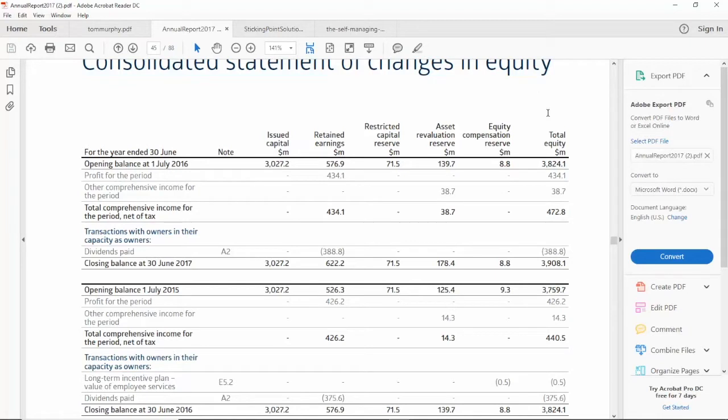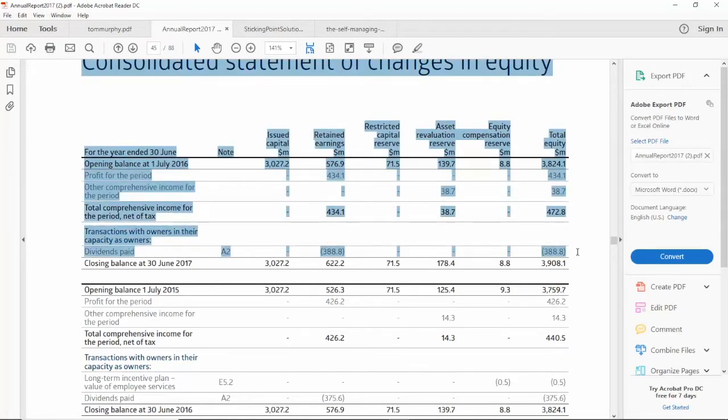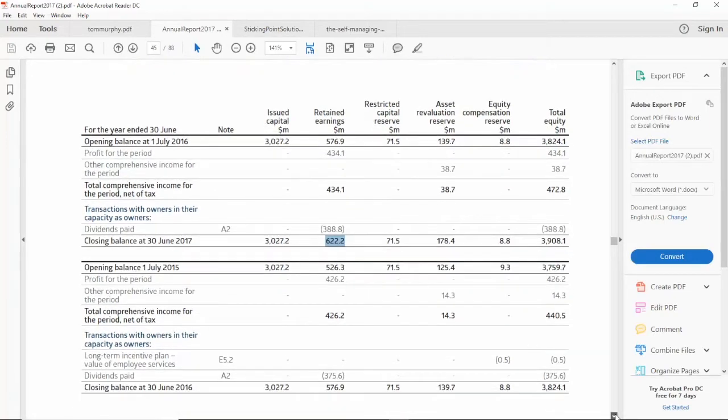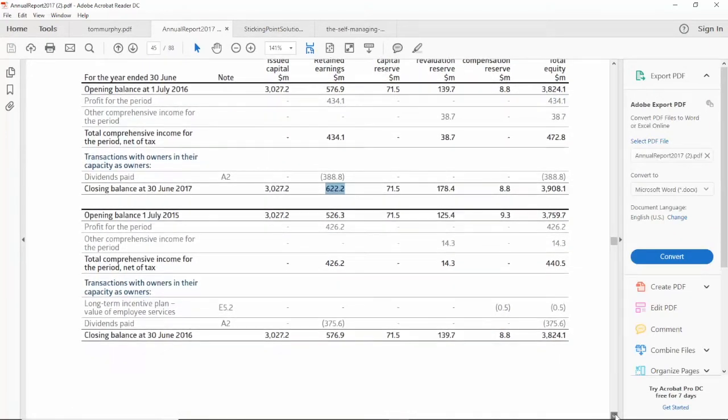This is just showing you over time what's happened to retained earnings, issued capital, all these kinds of things. And you'll note here dividends paid come out of the retained earnings again. So this would be after paying this amount to shareholders of the company. This is what's left over as of June 2017. Pretty easy to understand table. Again, nothing of major note here.